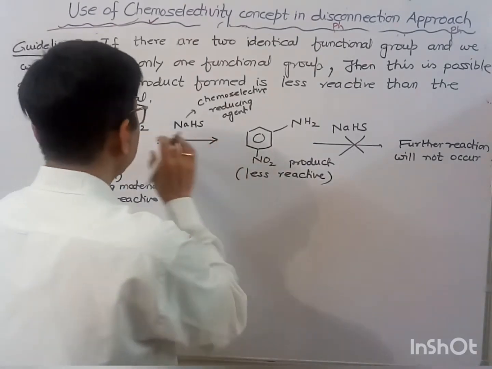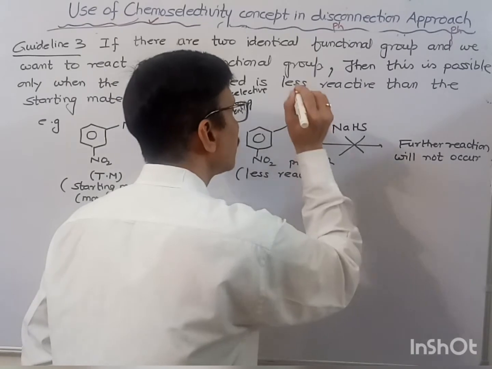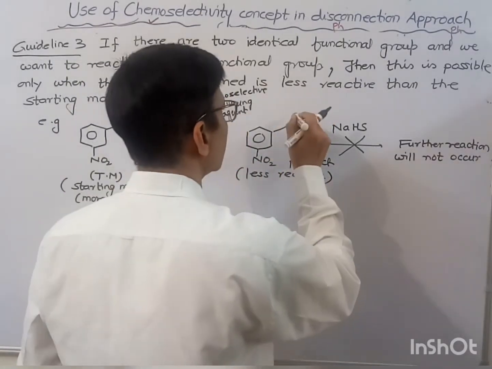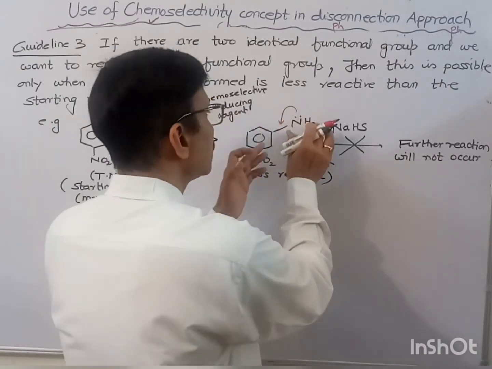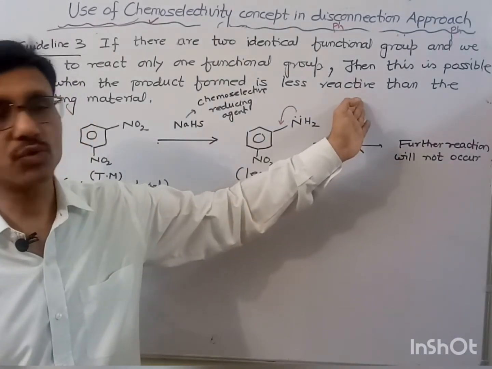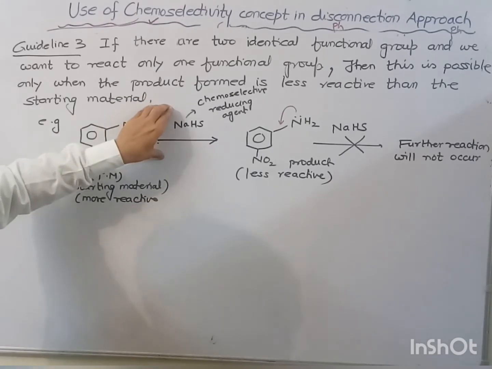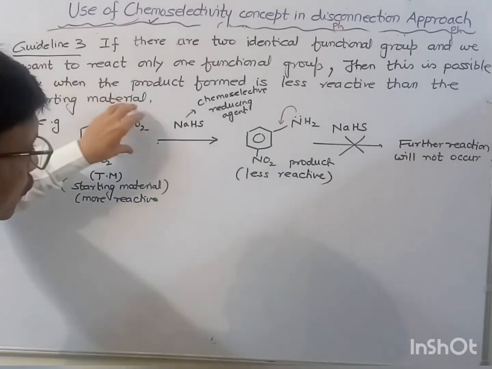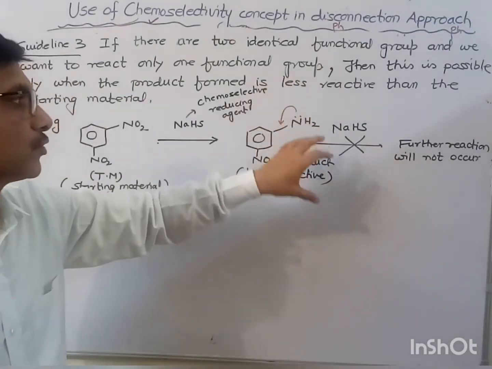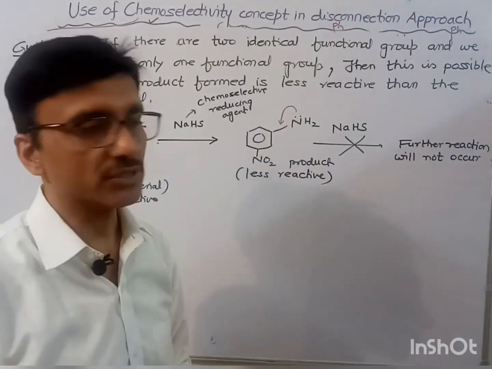But in place of NO2, now we have an electron releasing group. So now we have an electron releasing group here. That's why this cannot be reduced further with sodium hydrogen sulfide. So by using this chemoselective reagent, this nitro group is first converted into amine, and this amine is now the electron releasing group. That's why it cannot be reduced with sodium hydrogen sulfide.